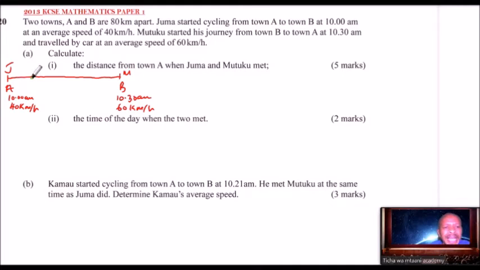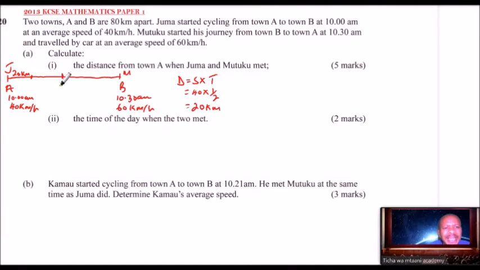You can see here, Juma started earlier, that is at 10, 30 minutes earlier than Mutuku. So it means at 10:30, Juma had covered a certain distance, which we can calculate. That is 30 minutes. So distance is equal to speed multiplied by time. The speed of Juma was 40 kilometers per hour. Time is half an hour, and that will give you 20 kilometers. So by the time Mutuku was starting the journey, Juma had already covered 20 kilometers. The distance from A to B is 80 kilometers, so we have 60 remaining.